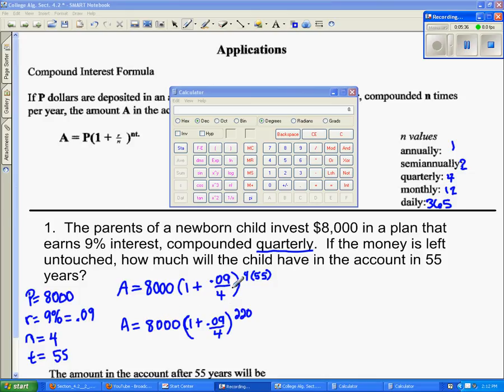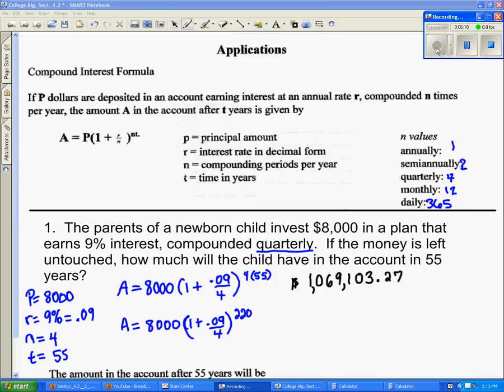So I'm going to do that now. I take 0.09 divided by 4 equals, you get an answer. Now I need to do plus 1 equals. Now I take all of that answer and raise it to the 220th power equals. Now I take all of that and multiply it times 8,000. And then I'm going to write that answer down, rounded to the hundredths place since we're talking about money.